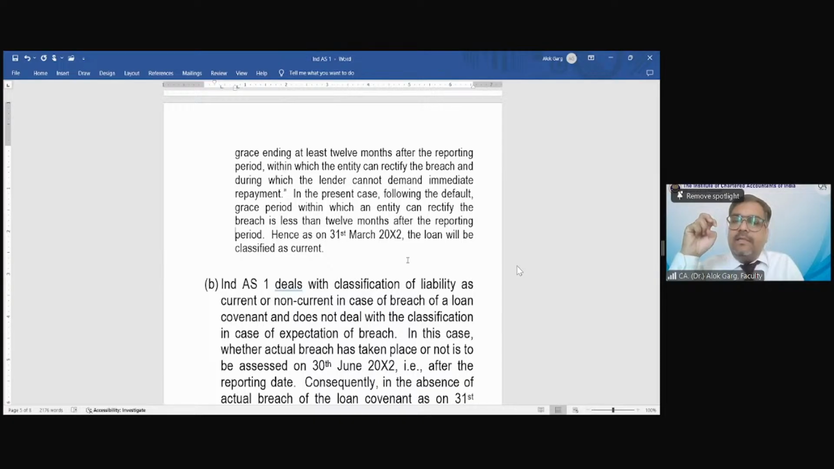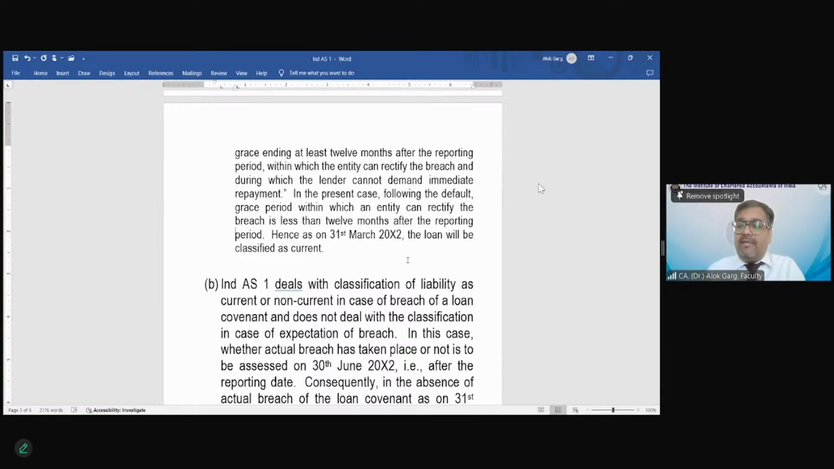But on the March reporting date, of course, the compliance date has not come, because they have proactively extended the compliance date. They have not defaulted. It means the breach of covenant was not existing on the 31st March. There was no breach.